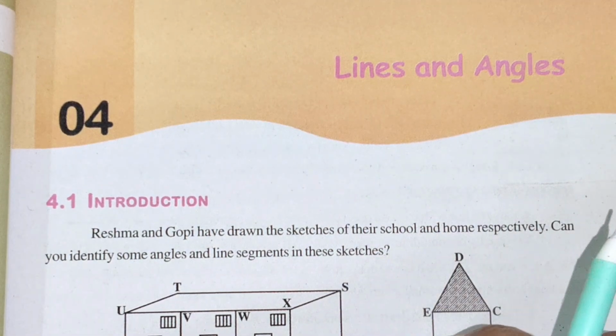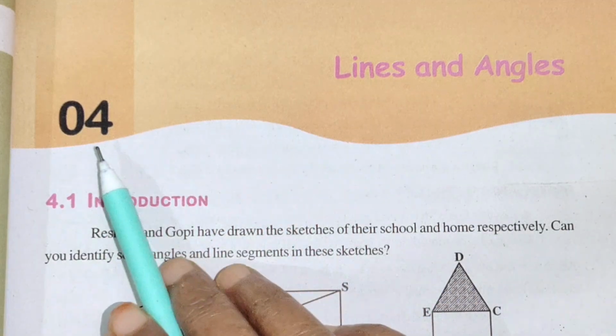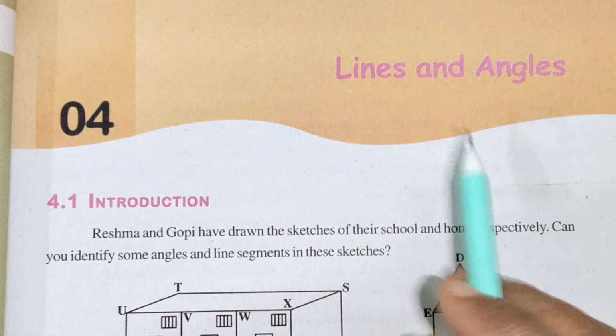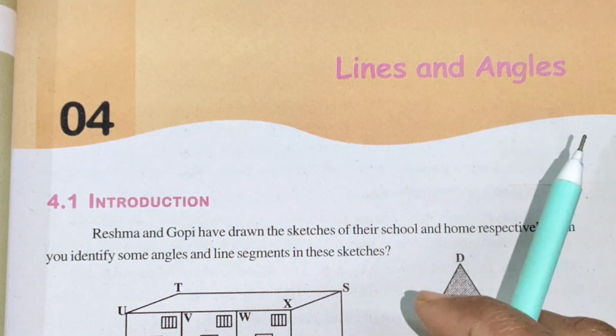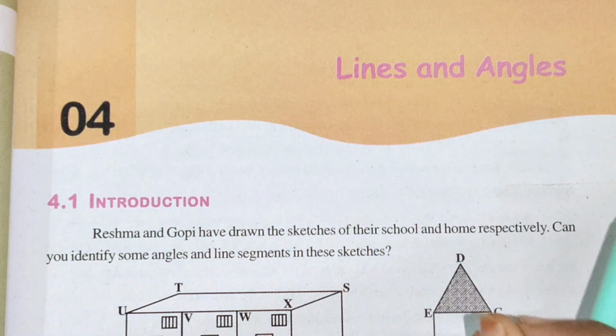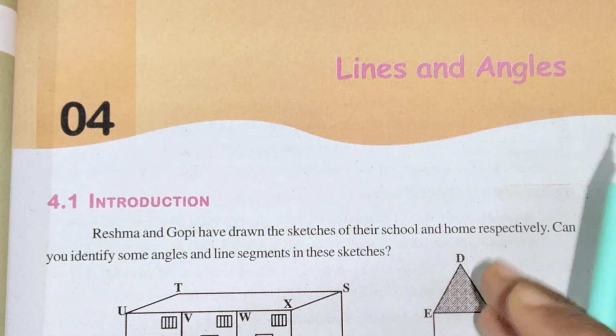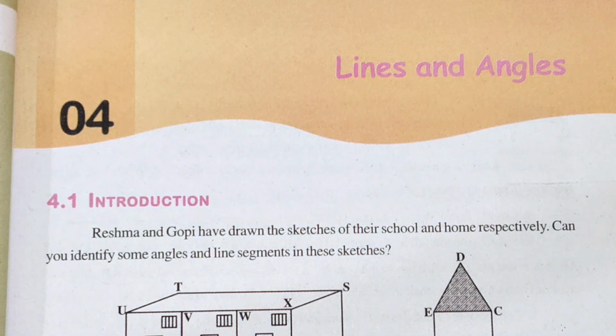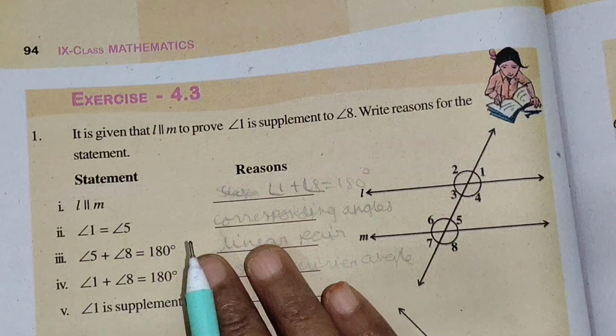In the previous class, 9th class, 4th chapter, lines and angles, exercise 4.2, we completed angles and types of angles. So today's topic is exercise 4.3 in lines and angles, 4th chapter. Now here we see the textbook.